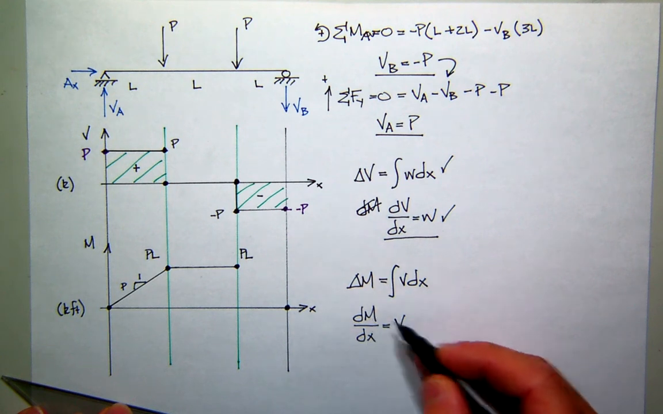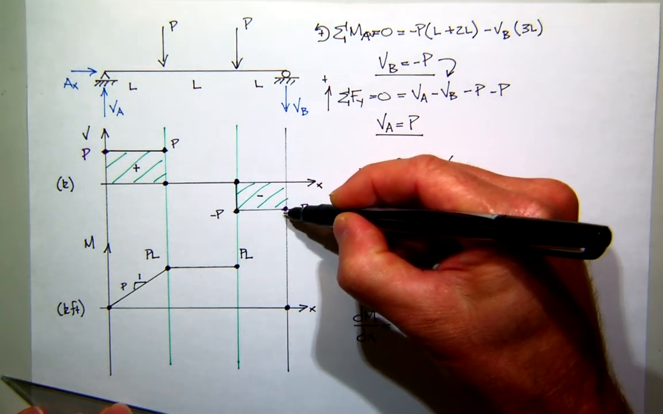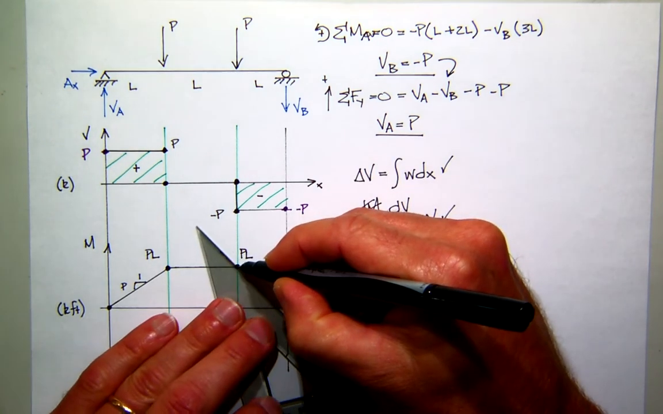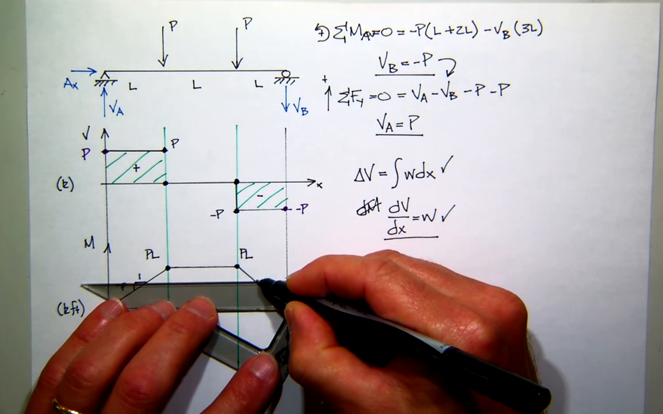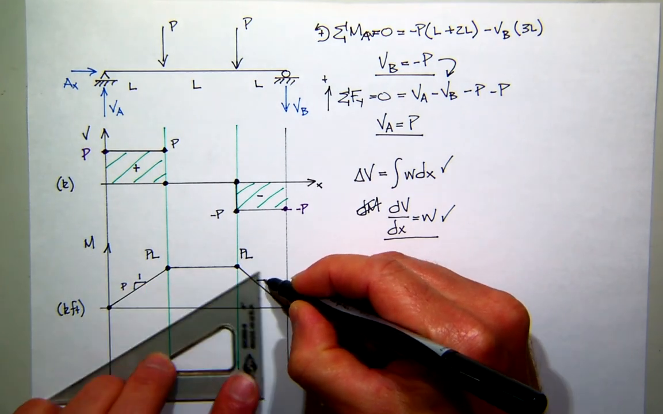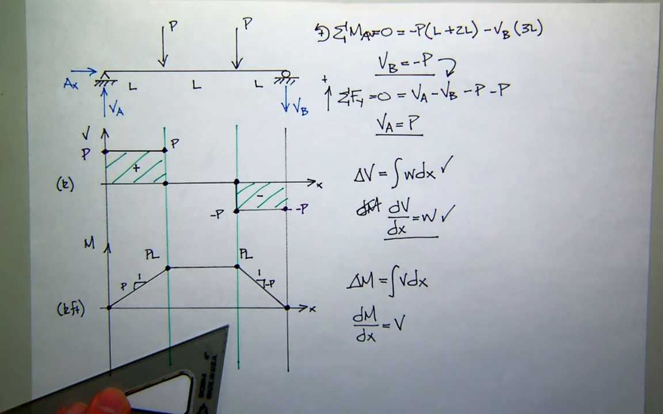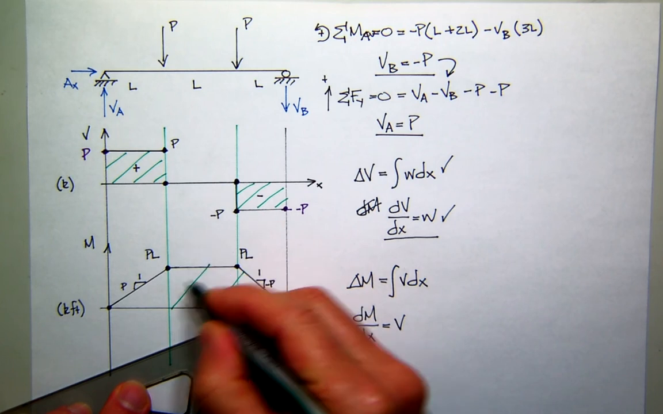Well, the slope is equal to the shear. What's the value of the shear everywhere in that zone? It's constant, and it's negative. So the only curve that fits that criteria is this one, which has a slope of 1 to minus P. So here's your moment diagram.